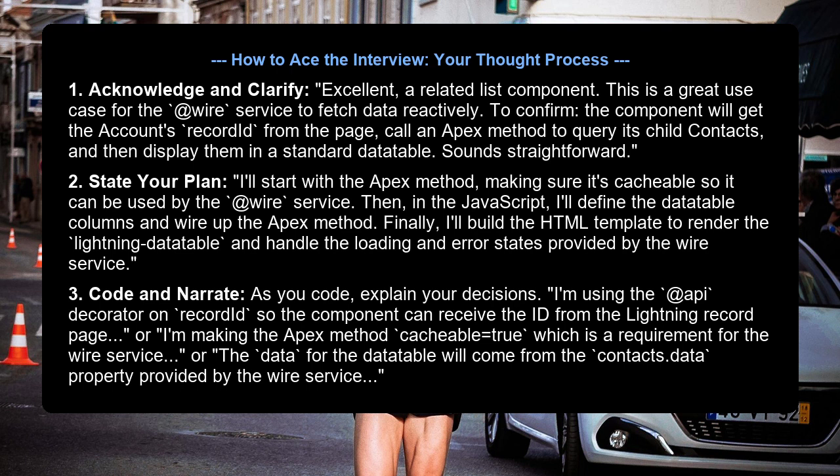3. Code and narrate. As you code, explain your decisions. I'm using the @api decorator on recordId so the component can receive the ID from the Lightning record page. I'm making the Apex method cacheable=true, which is a requirement for the wire service. The data for the data table will come from the contacts.data property provided by the wire service.